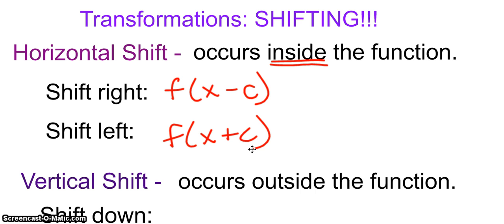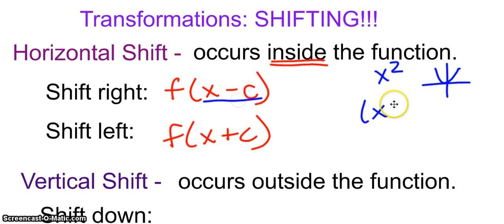Now you may be asking yourself, well, shouldn't a negative sign move something to the left? You would be correct in your thought process until you think about the fact that we haven't yet applied the function. So if I think about my parent function of x squared, which we know looks like a parabola, and I say instead I want to take x minus, we'll say 2, and square it.